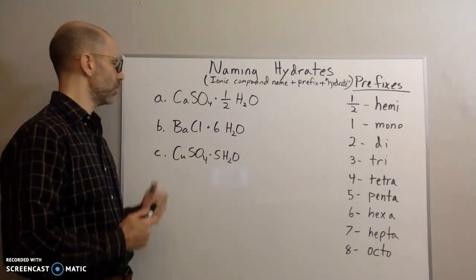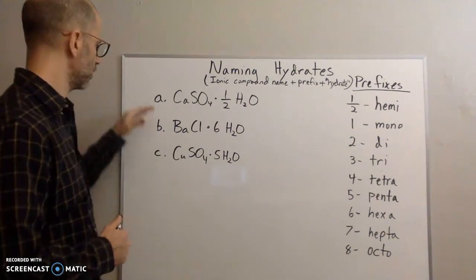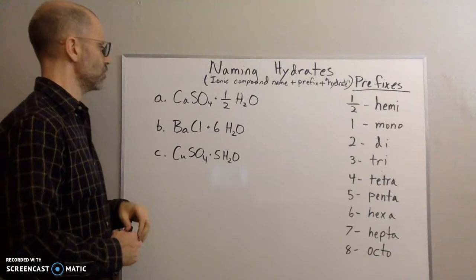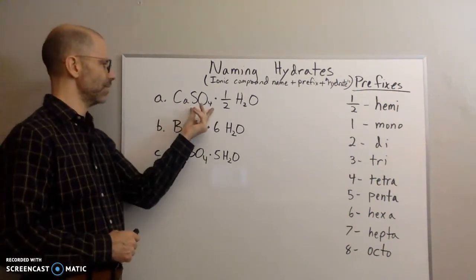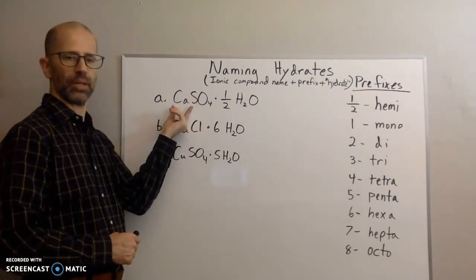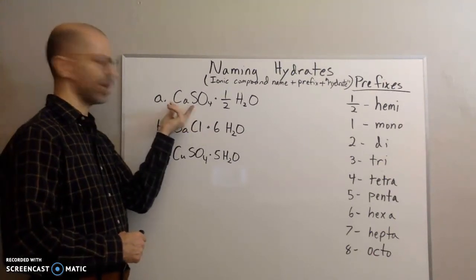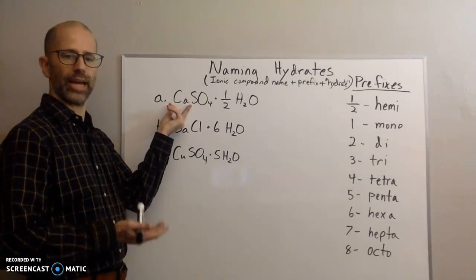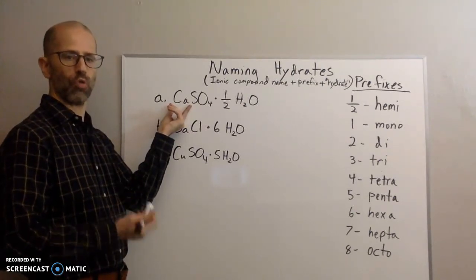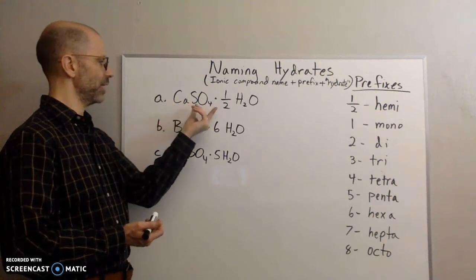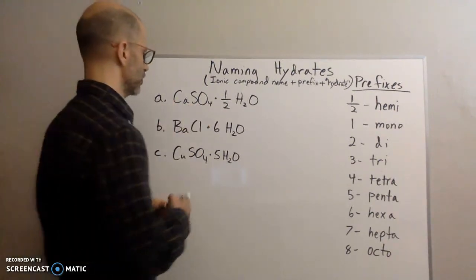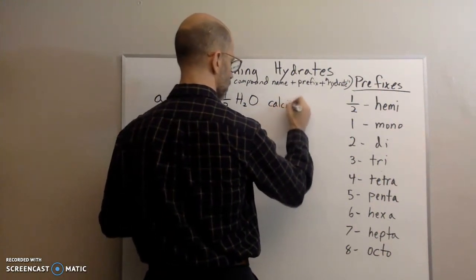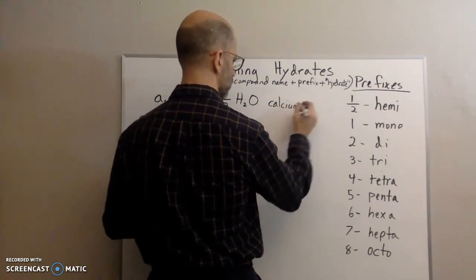Okay? So let's start with letter A. So I have to know the name of this substance. So it's a polyatomic ion, and I have an element that's a metal. So this metal is calcium. So it only has 1 charge, so there's no Roman numeral, so it's going to be calcium, and this is sulfate. So this is calcium sulfate is the beginning of the name. So calcium sulfate.